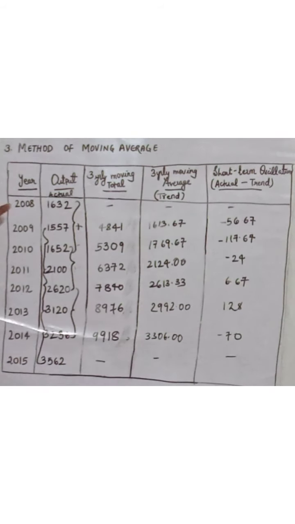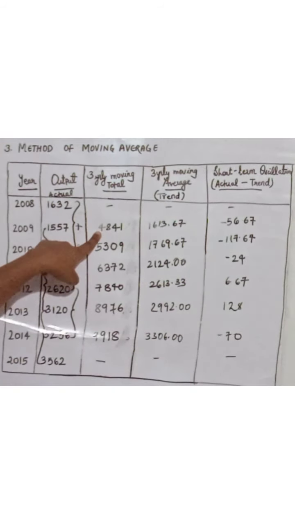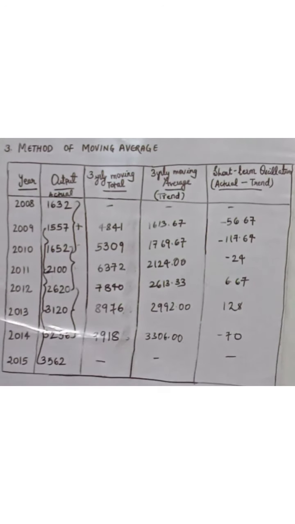Remember, after the first grouping, whenever you do the second grouping, the first element has to be eliminated. Then you take the rest of the elements and keep on going until the end. Then after finding the totals, you are going to divide by the number of years to find the average. After finding the averages, you have your trend. That is what you use to find the short term oscillation. Actual minus trend you calculate and you get the oscillation.